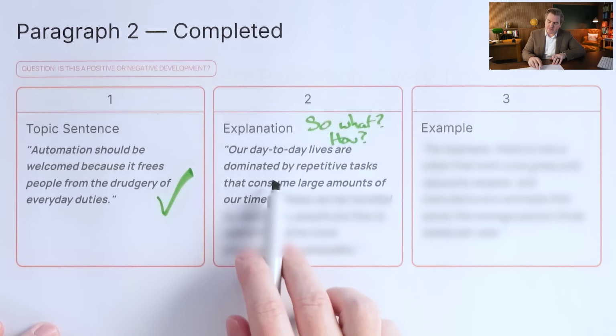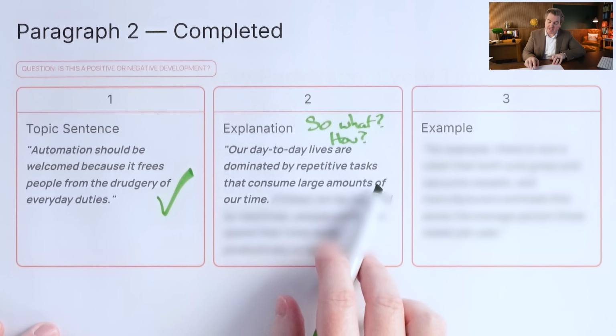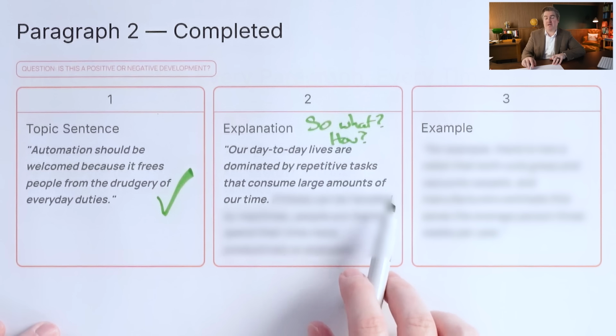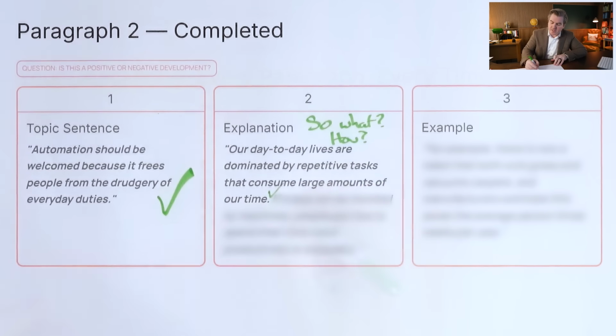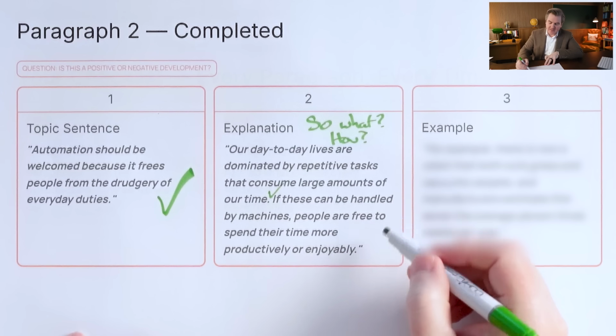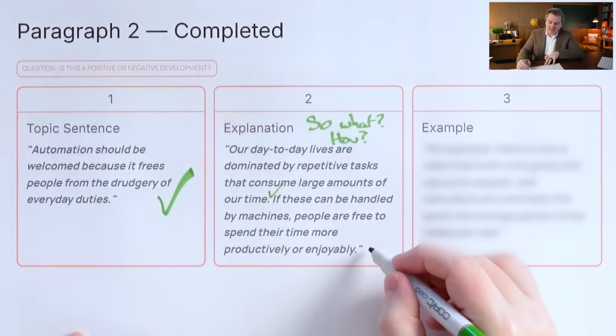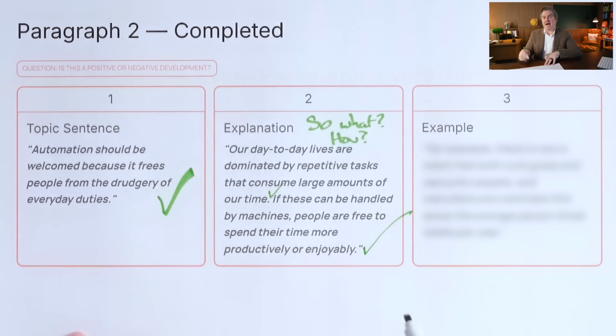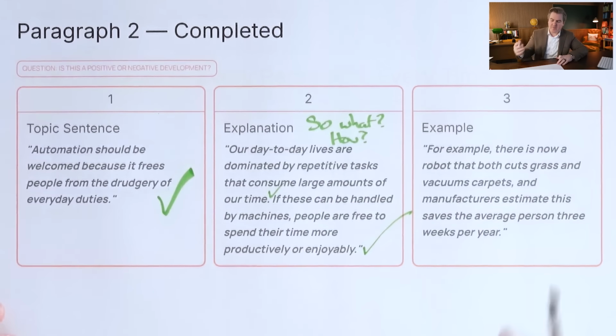"Our day-to-day lives are dominated by repetitive tasks that consume large amounts of our time." So this is very good because they're not assuming that the person knows anything about people's day-to-day lives. They are actually explaining it. "If these can be handled by machines, people are free to spend their time more productively or enjoyably." So again, they haven't assumed that this person reading this understands that machines free people from having to do work. Can you give me an example of that?